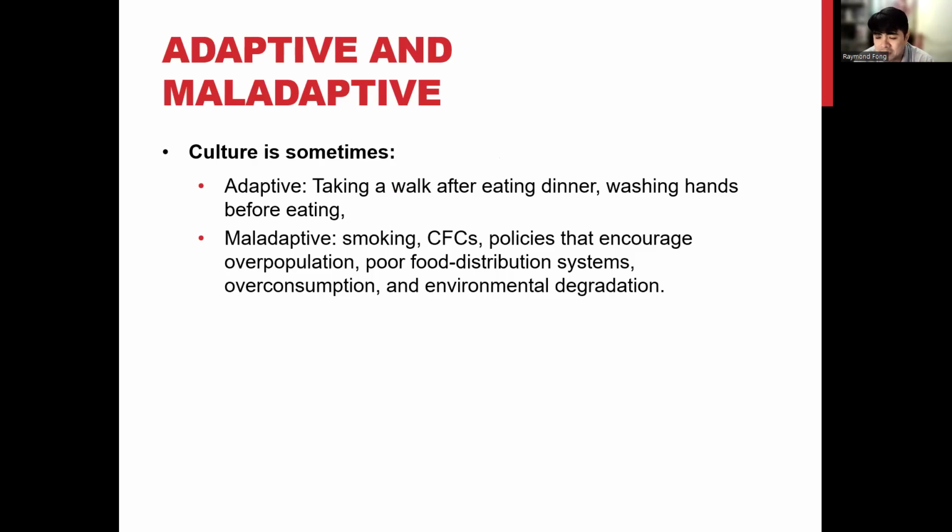Something adaptive is something like taking a walk after dinner, washing hands before you eat, or, recently, eating a lot of vegetables. These are all good for your living. But maladaptive could be smoking, CFCs, which are the chemicals in spray bottles, policies that encourage overpopulation, poor food distribution systems, overconsumption, and environmental degradation. These are all negative things that we do that are also cultural.